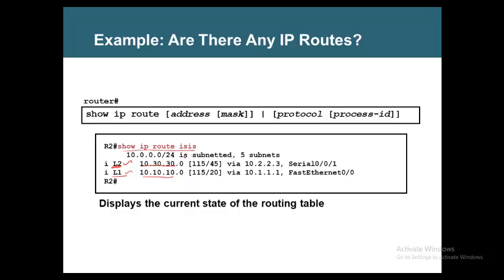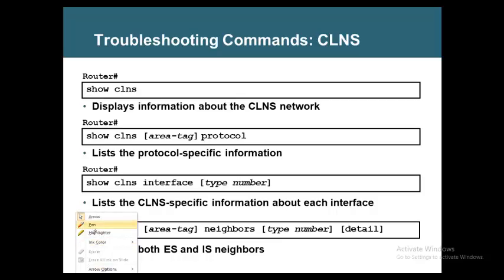Show CLNS protocol, in case you use a tag. If you use a tag and many ISISs, not just one ISIS, then you can say show me for ISIS1 or ISIS2 by typing this command, show CLNS protocol. You don't need to do it if you don't have that. Next is show CLNS interfaces, which will show you the interfaces that are running ISIS. Show CLNS neighbors; it will show you all the neighbors with which ISIS has formed a neighbor relationship. You can also use the detail command to show more information about the neighbor. When we do the lab, I'll use this command.